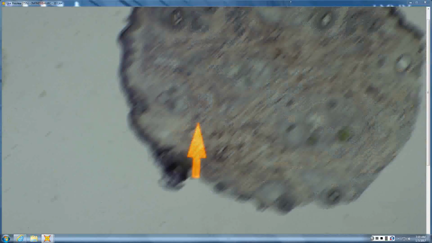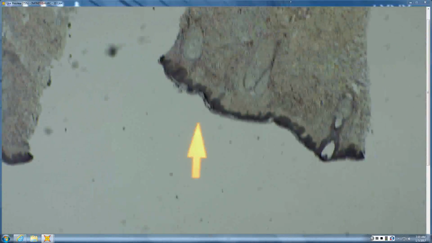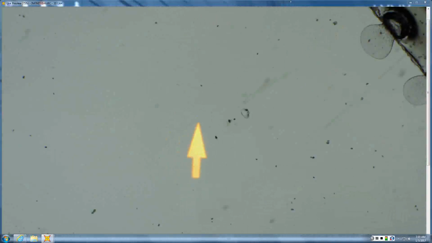Okay, so now there's a couple of elastin examples. And this first one is just supposed to be normal. I'm going to flip around the slide.